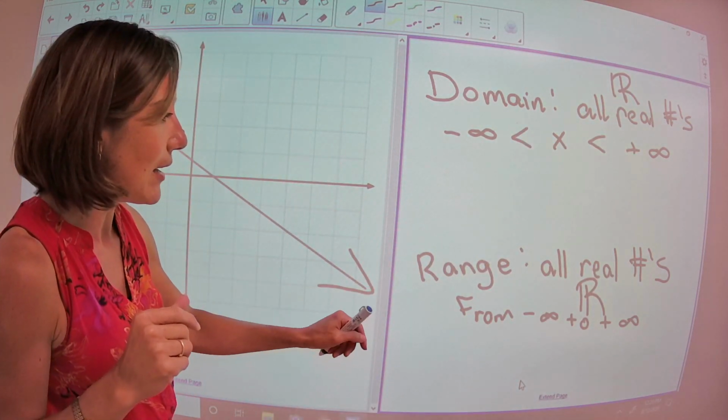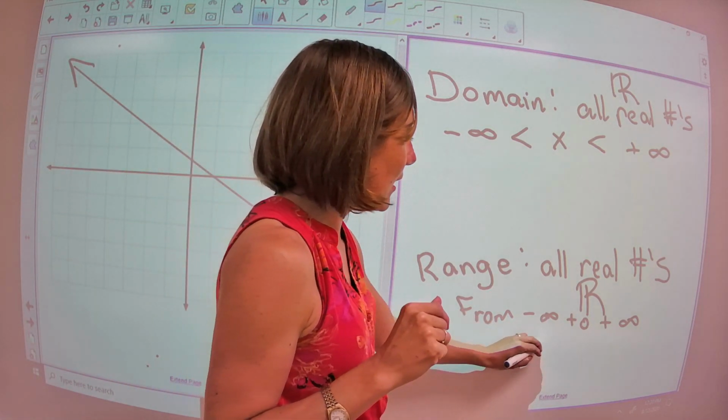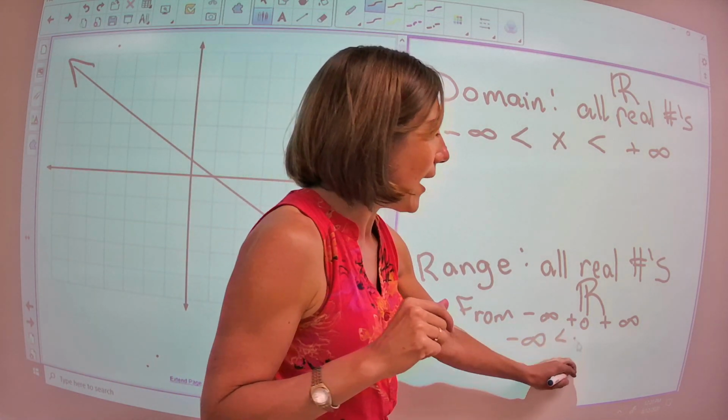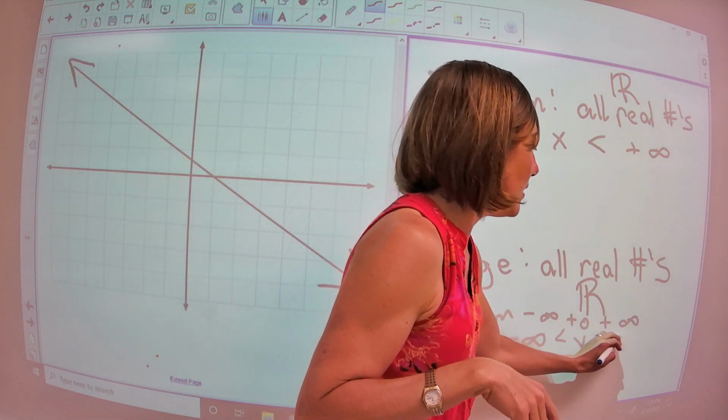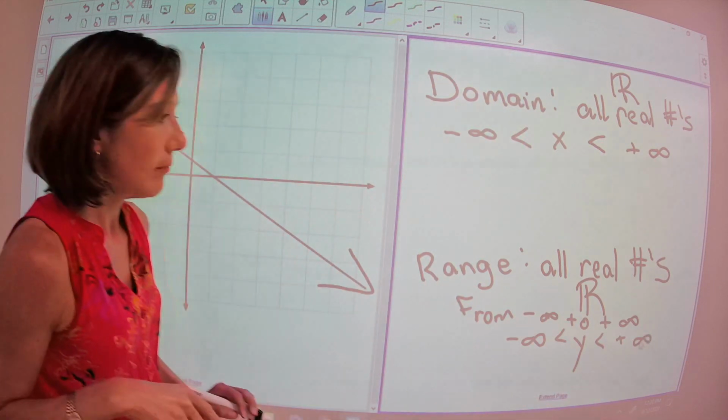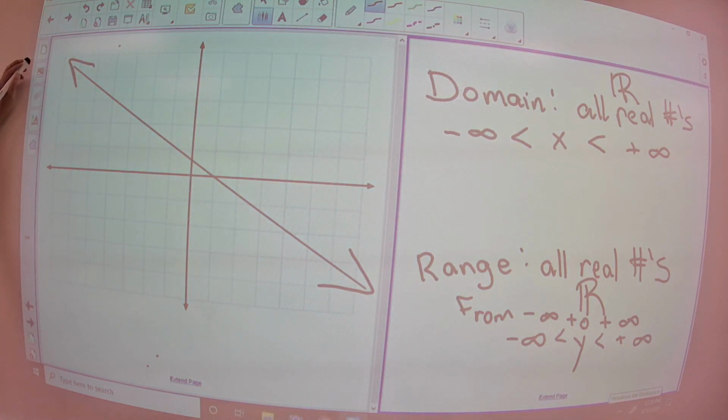So we could use that same idea down here. We could say negative infinity is less than y, because remember our range is about our y's, which is less than positive infinity. Okay, let's see what we have next here.